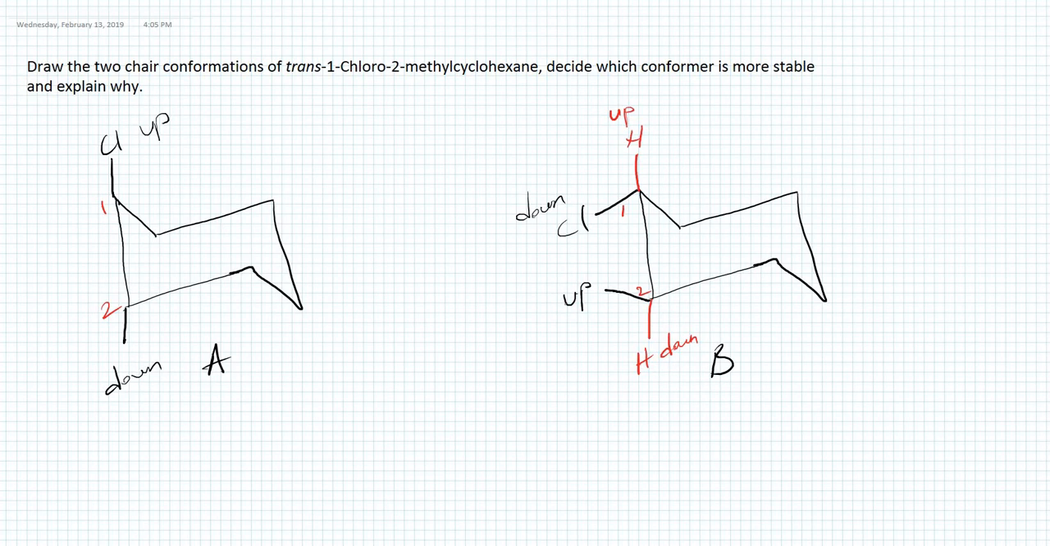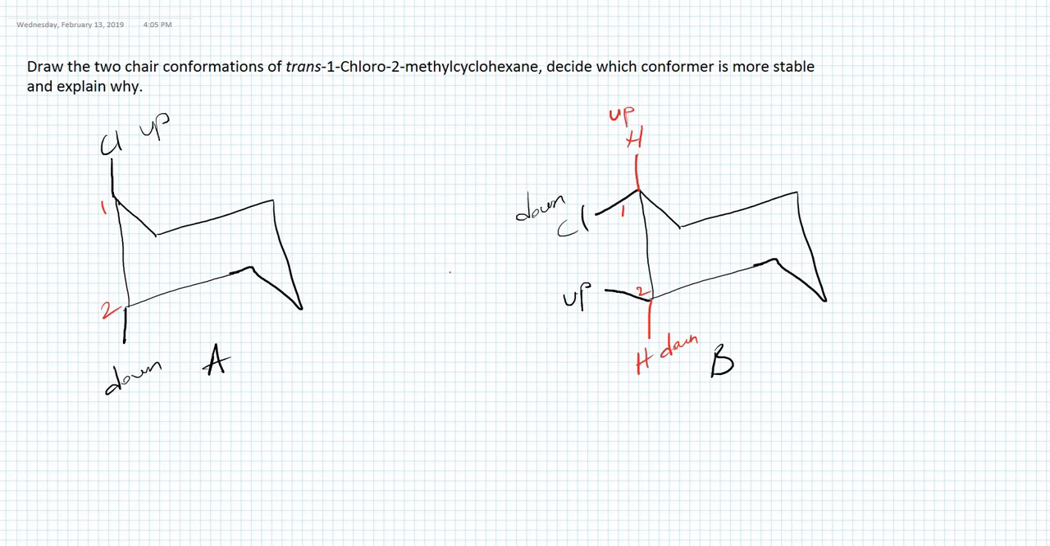Why? Because here our methyl group is facing upward and the chlorine group is facing downward, so they are facing opposite faces of the cyclohexane. Okay, then these two conformers are trans-1-chloro-2-methylcyclohexane. The next thing that we need to decide is which one is more stable.